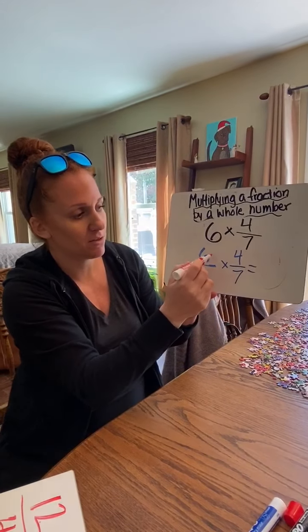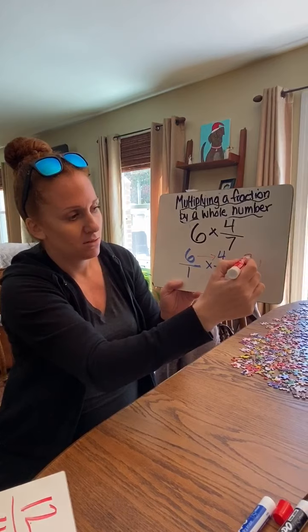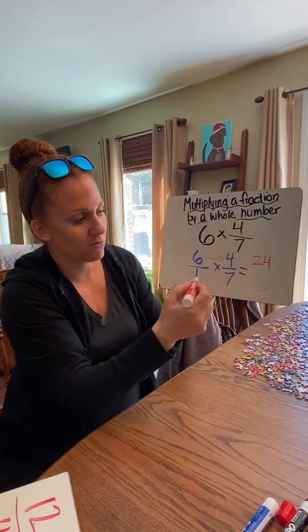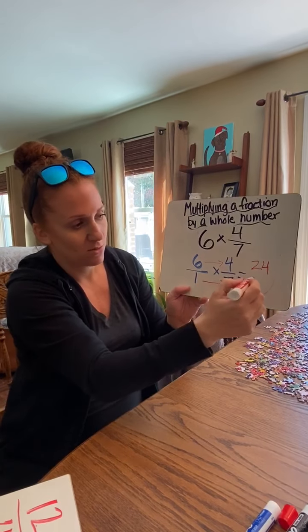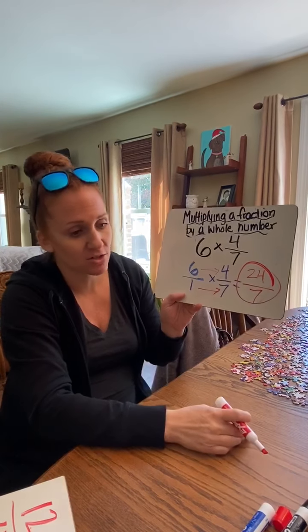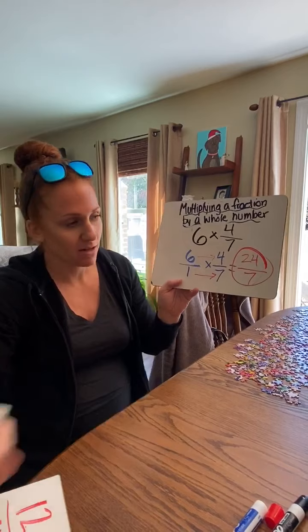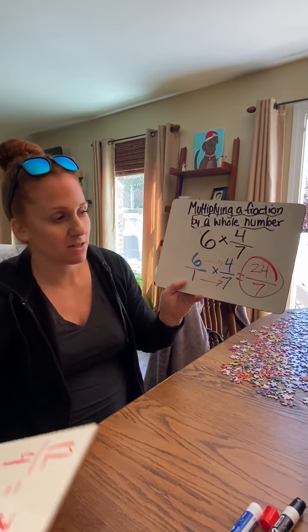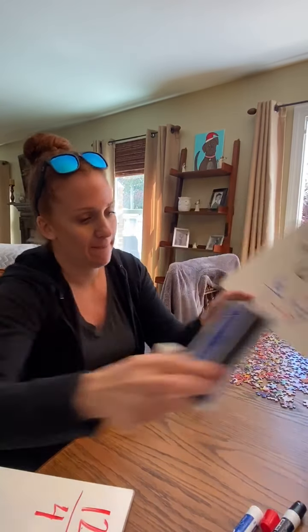Straight across, multiply the numerators. 6 times 4 is 24. The denominators, 1 times 7 is 7. And again, we're going to get an improper fraction. All right, so we need to change this to a mixed number. So let's practice that one more time.